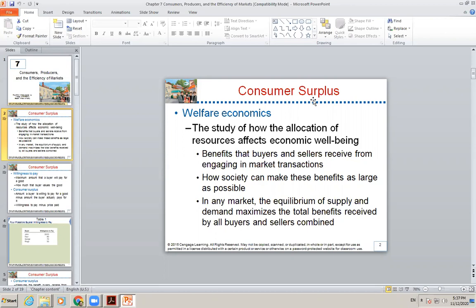It looks at the benefits that buyers and sellers receive from engaging in market transactions, and how society can make these benefits as large as possible. In any market, the equilibrium of supply and demand maximizes the total benefits received by buyers and sellers combined together.